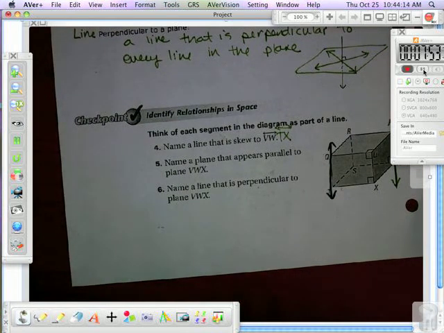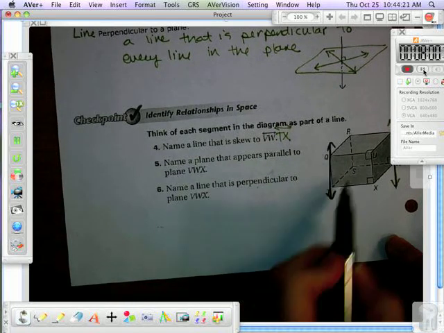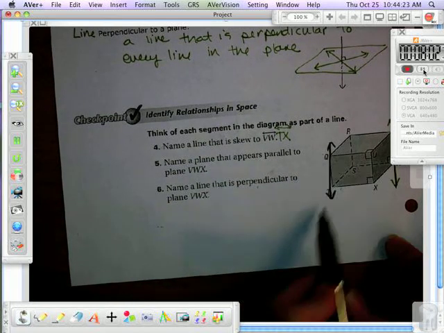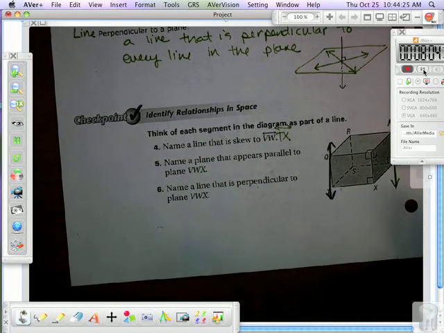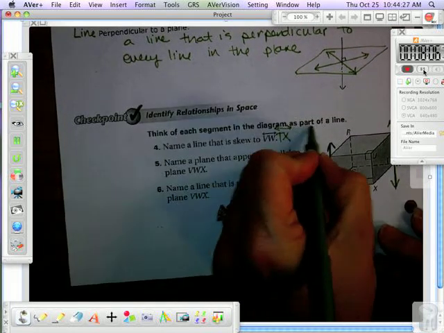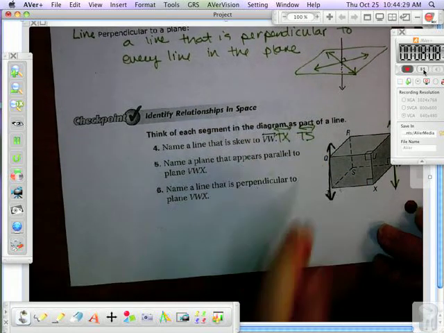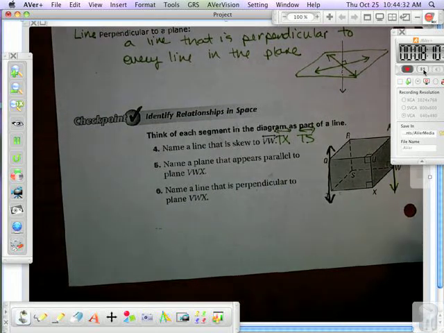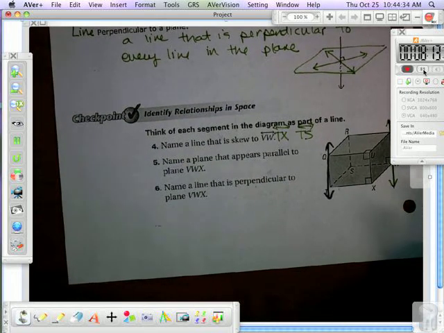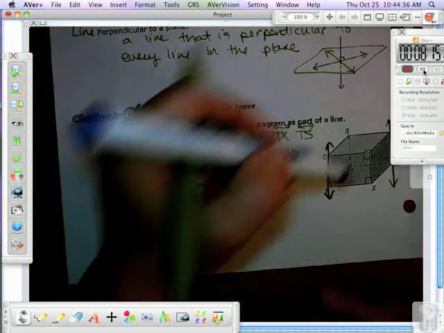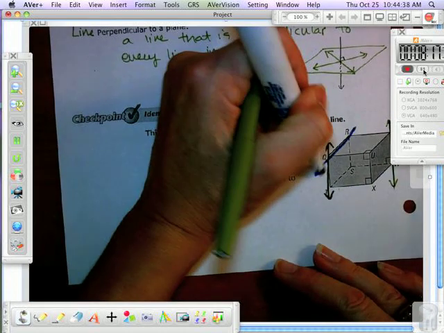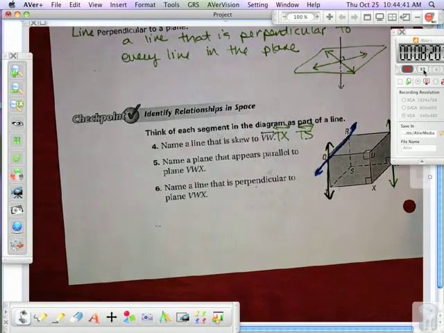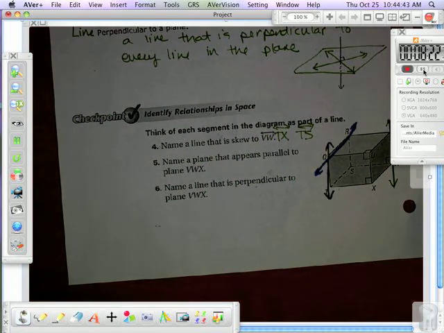Okay? Diana. T and S. T and S would work. They're not on the same plane. T and S would work. We're looking for skew lines here. There's another one. What about this one right here? Wouldn't that skew? It's not on the same plane and it doesn't intersect. RQ.